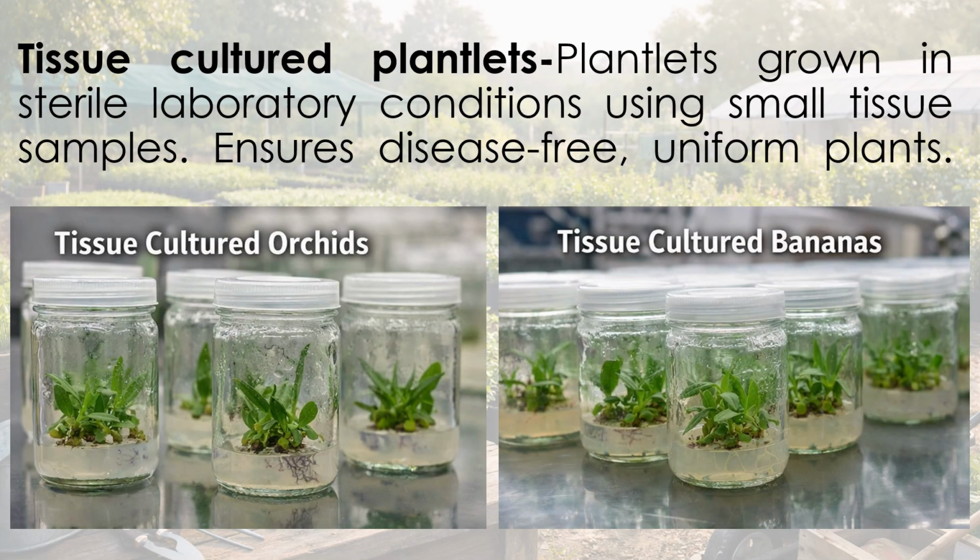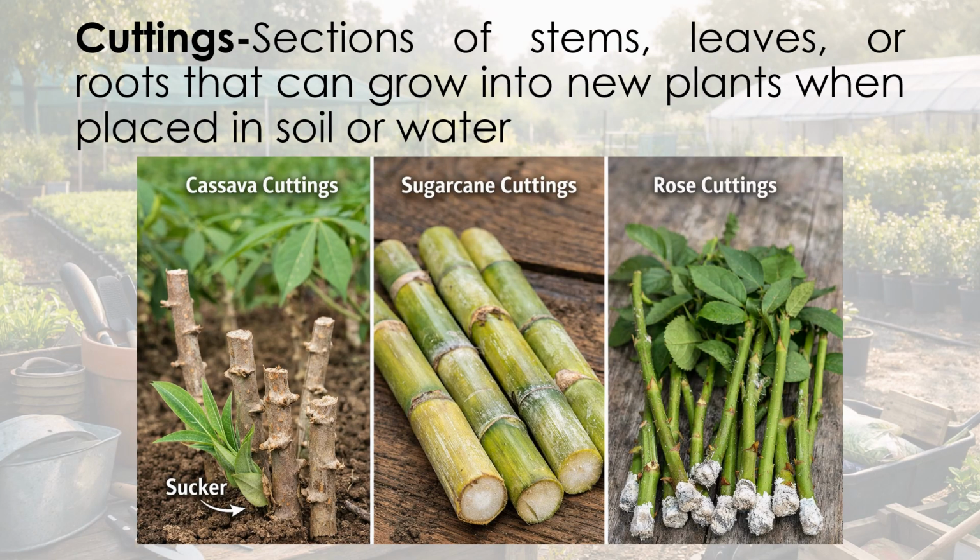Next, tissue cultured plantlets. Plantlets grown in sterile laboratory conditions using small tissue samples ensure disease-free and uniform plants. Orchids and bananas are commonly propagated through tissue culture. Another we have is cuttings, sections of stems, leaves, or roots that can grow into new plants when placed in soil or water. Examples are the cassava, roses, and sugarcane cuttings.